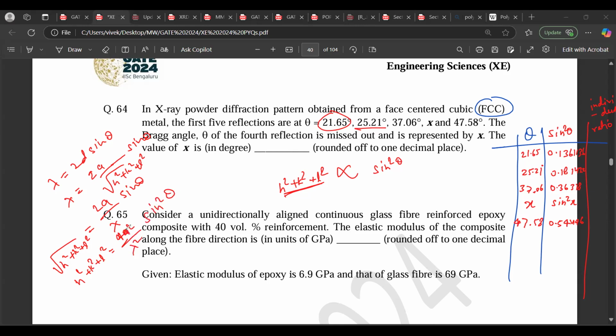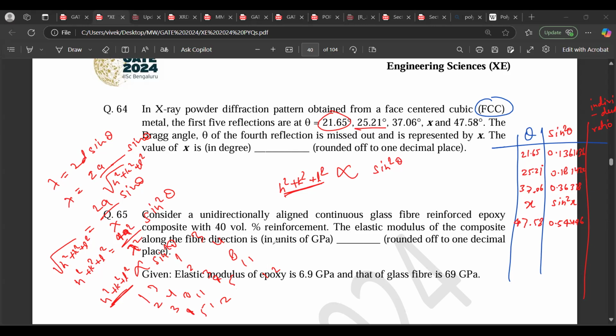See, a is a constant, the lattice constant. Lambda is a fixed X-ray wavelength that we are using for my testing, powder method XRD. So these are all constants, so h square plus k square plus l square can be written as proportional to sine square theta. What does that mean? If the ratio of h square plus k square plus l square is 1, 2, 3, 4, 5, my sine square theta ratios will also be 1, 2, 3, 4, 5. If the individual values of h square plus k square plus l square are 3, 4, 8, 11, 12, the individual sine square theta values will also be 3, 4, 8, 11, 12.